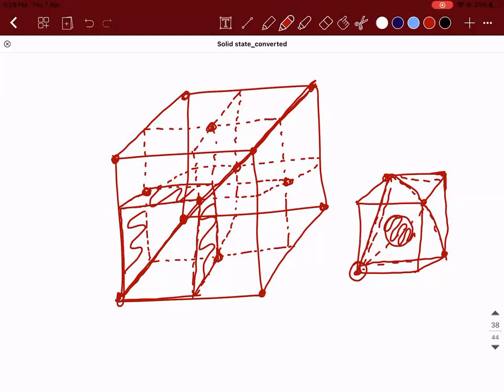In one body diagonal, at this end there will be one tetrahedral void, and at that end there will be another tetrahedral void. The total number of body diagonals in a unit cell is 4. So the total number of tetrahedral voids is 4 into 2, 8. Clear? That's how it is.